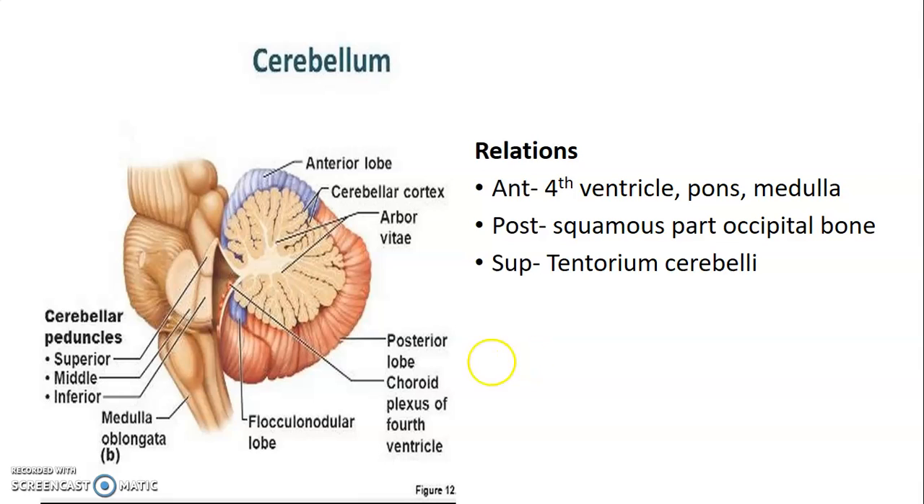So what are the relations of the cerebellum? So this is the position of the cerebellum, and anterior to it, we can see you have the fourth ventricle, the pons, and the medulla.